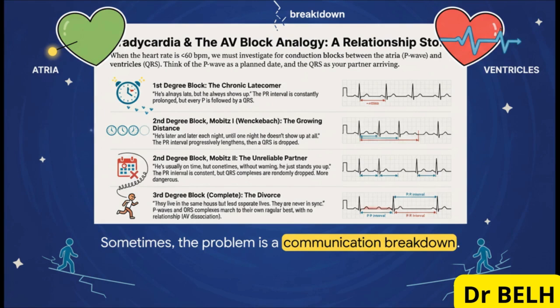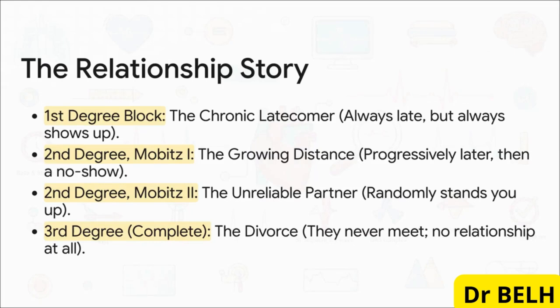And to make this super easy to remember, we're going to use an analogy I think you'll love. Think of it as a relationship story. The P wave, that's you making a plan for a date. And the QRS complex, that's your partner actually showing up. So first up, we have a first-degree block. This is the chronic latecomer. They're always late. You'll see that the PR interval is a little too long, but hey, at least they always show up. Every P wave is followed by a QRS.